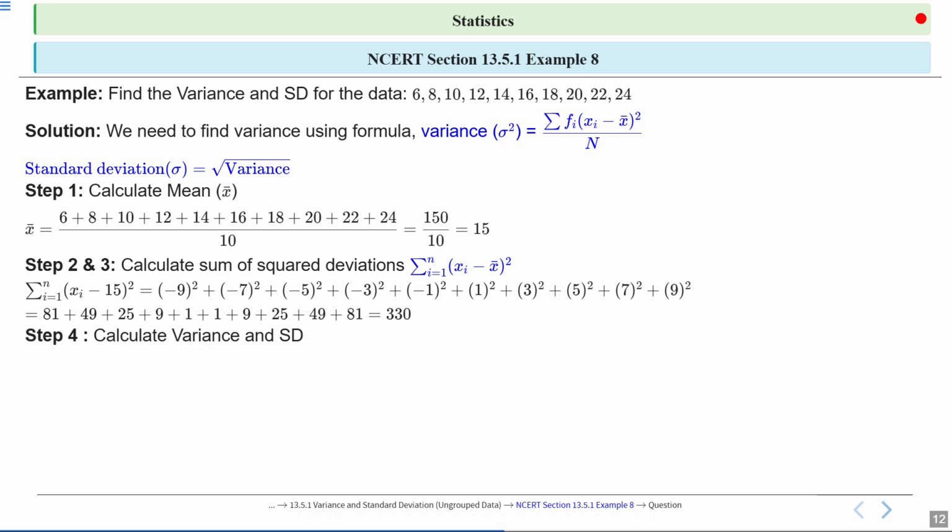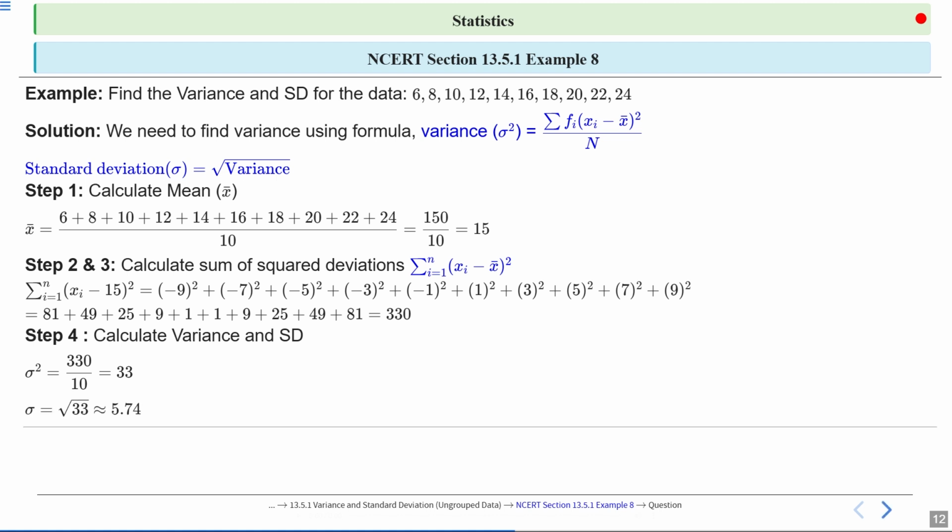Now step 4 is to calculate the variance and the standard deviation. Now let's find the variance. So we take our sum of squared deviations, 330, and divide by the number of data points, which is 10. So variance equals 330 divided by 10, which is 33.